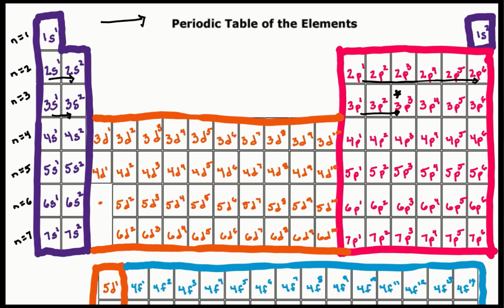Now, the reason why I don't write 2p1, 2p2, 2p3, 2p4, 2p5, 2p6 is once I write 2p6, it's implied by putting 6, saying I have 6 electrons, that I've included every single one of these boxes. Okay, so let me write that down here.